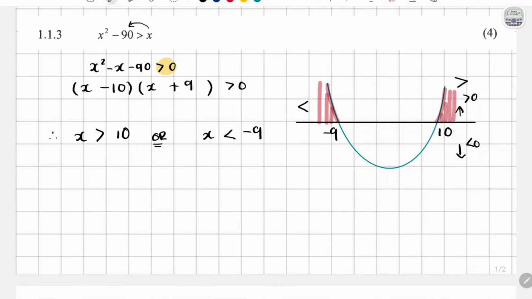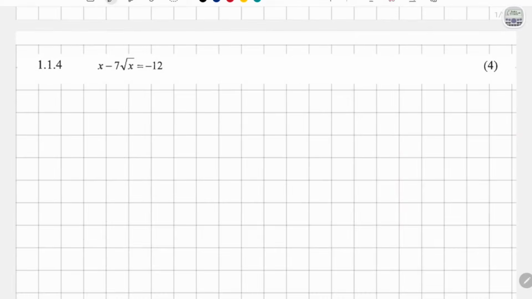Okay, moving on to the next question. Okay, and now we are on question 1.1.4, and this is what we have. We have this equation with a surd in it.